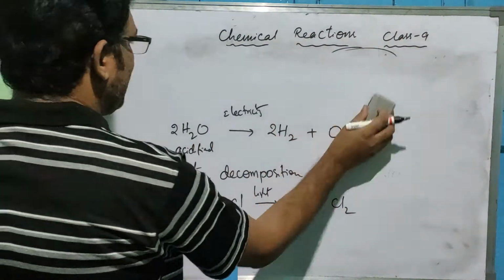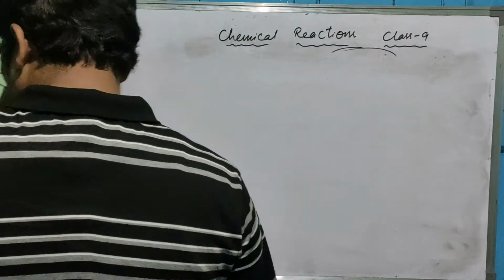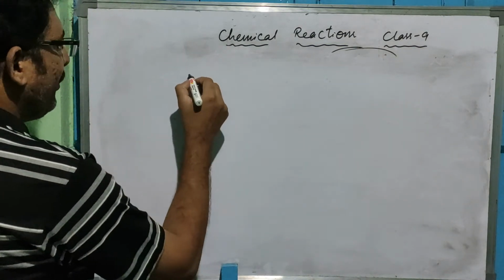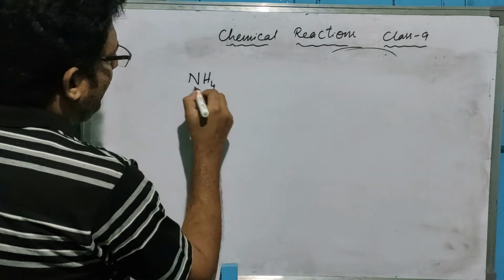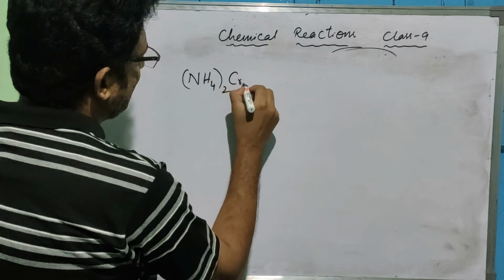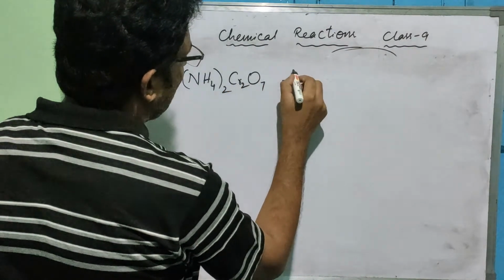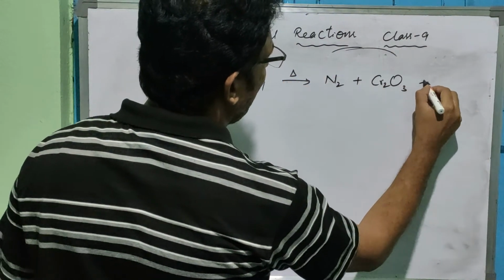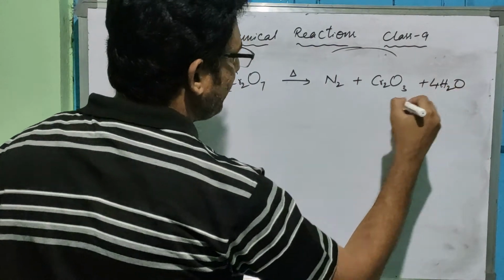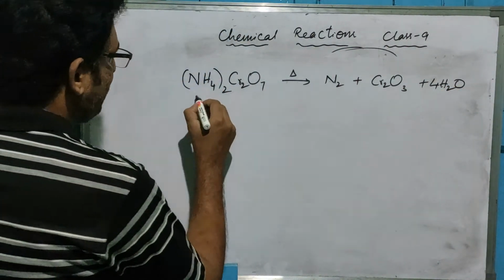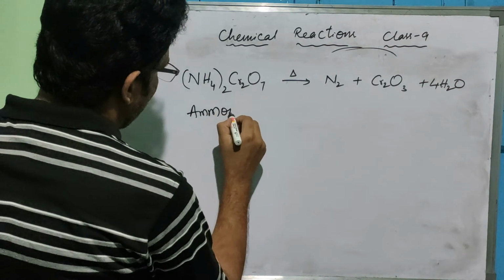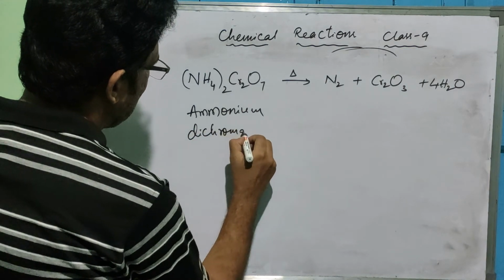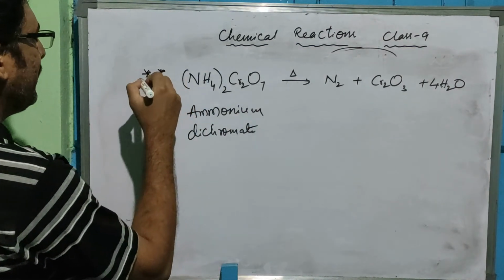And let's see a few more decomposition reactions. If you take ammonium dichromate, (NH4)2Cr2O7, on heating it gives you nitrogen, Cr2O3 and H2O. Of course, to balance you need to write 4H2O there. This is called ammonium dichromate, a very important decomposition reaction. So remember, this is a very important reaction.